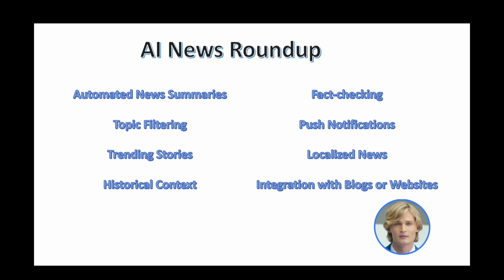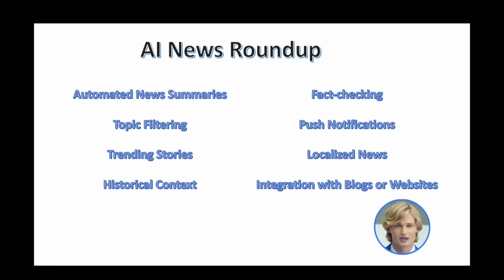AI News Roundup. The AI News Roundup plugin for ChatGPT revolutionizes the way you consume news. With its cutting-edge algorithms, it curates, summarizes, and presents the most relevant news tailored to your preferences. Whether you're keen on global events, tech innovations, or local happenings, the plugin ensures you're always in the know. Integrated fact-checking and historical context features ensure not just timely, but also accurate and comprehensive news updates. Easily integrate it with your blog or website, offering your readers a seamless and informative experience. Dive into the future of news consumption with AI News Roundup.